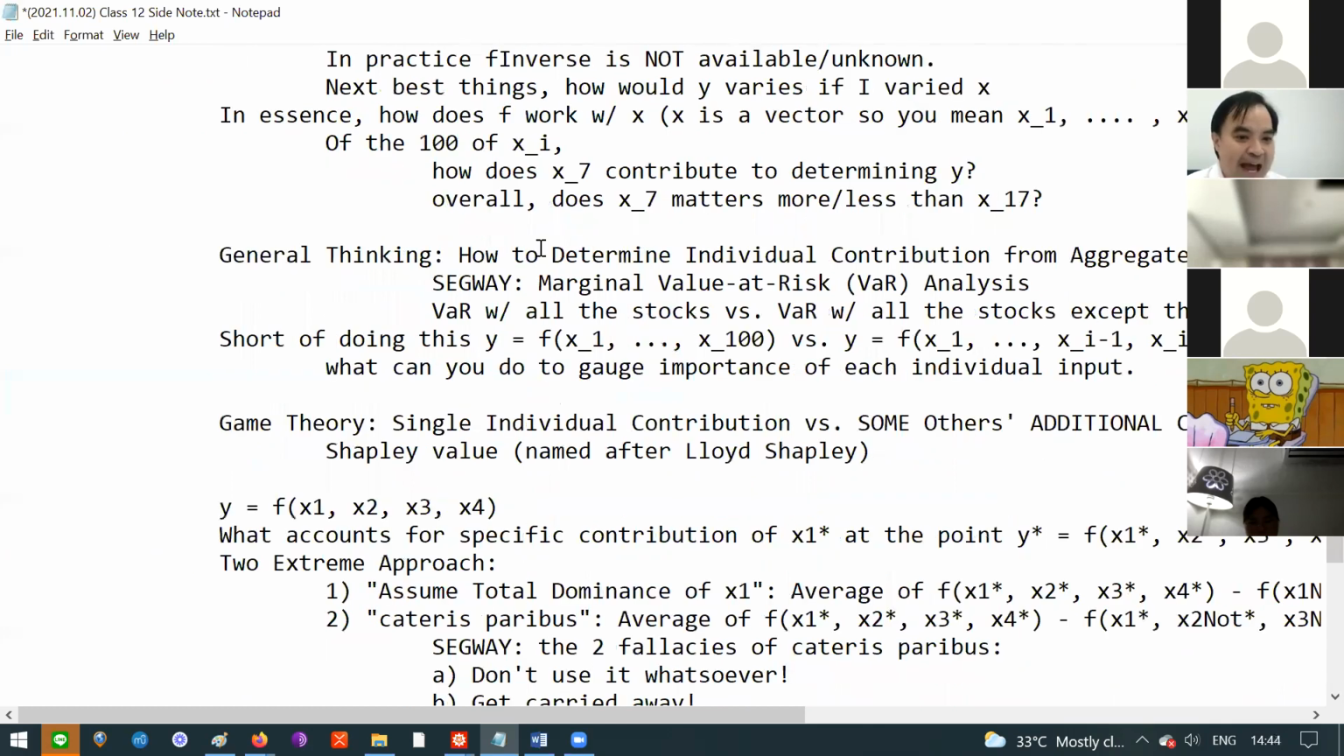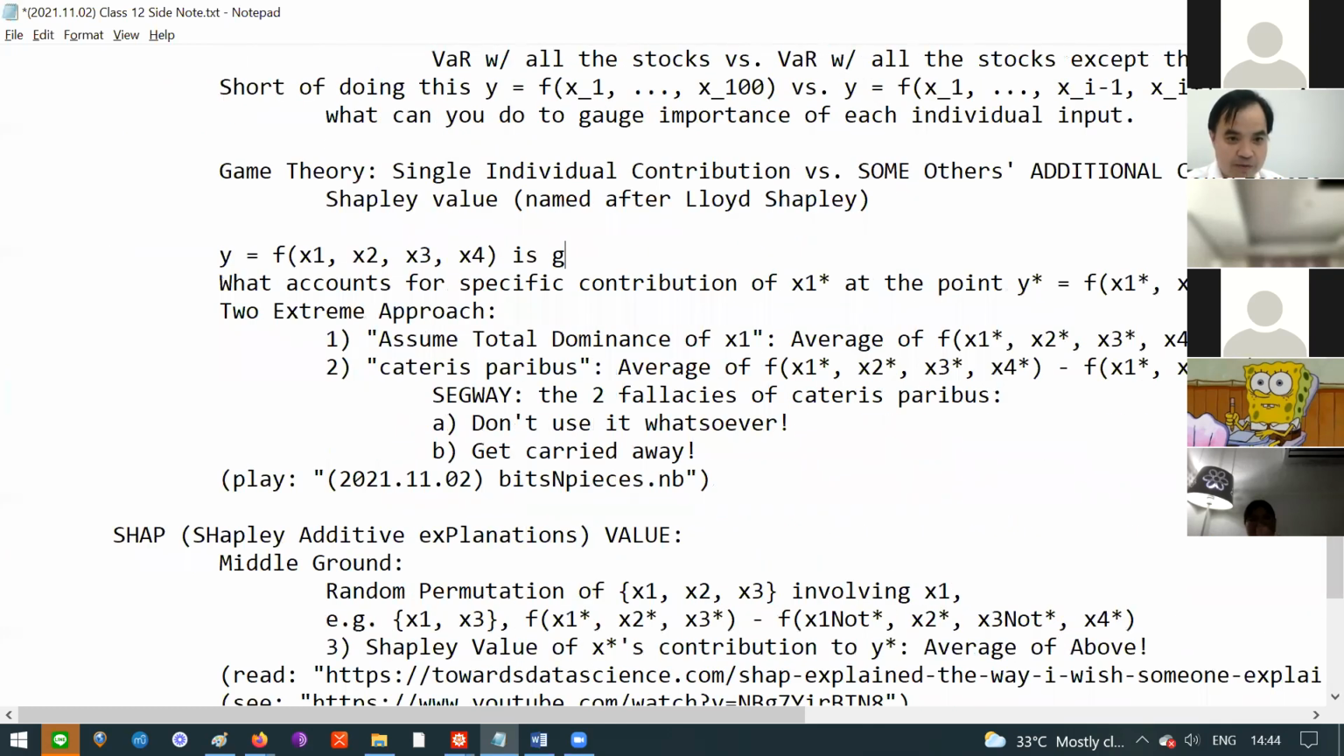Okay, so I want to look. I say, okay, now it's a good model. Given a good model.